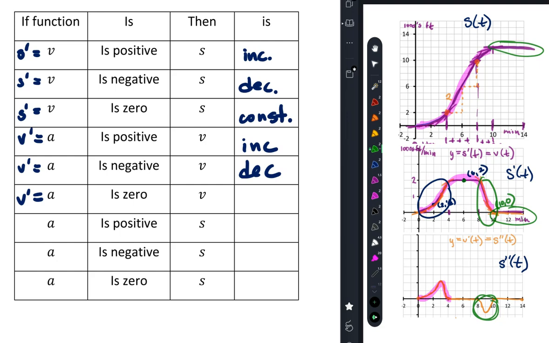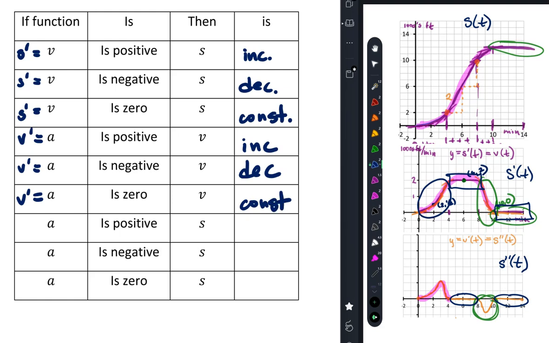And then last thing, when a is 0, what's a color we'll use? Blue. So here a is 0 and here a is 0. And if we compare that back up to the graph above, what's true about both of those pieces is that their slope is 0. So this is going to be, again, constant.